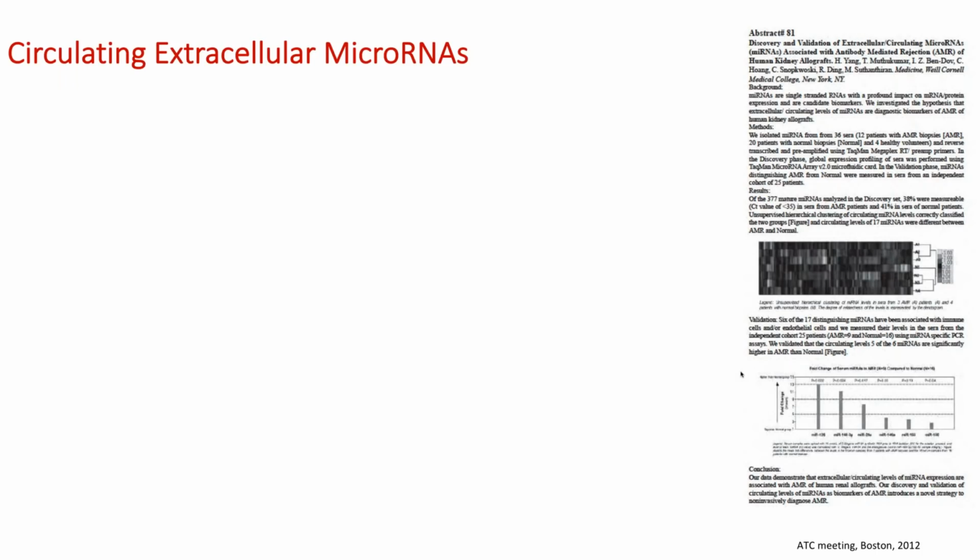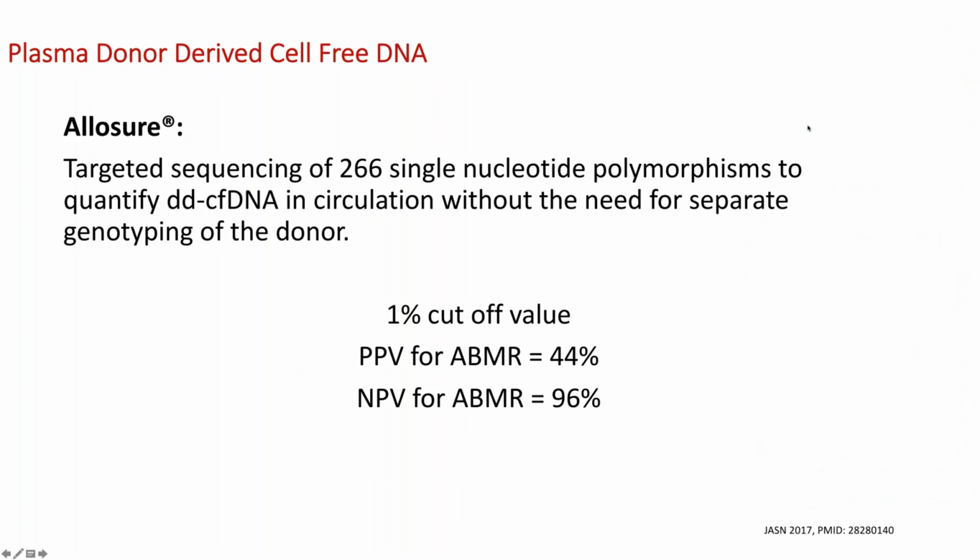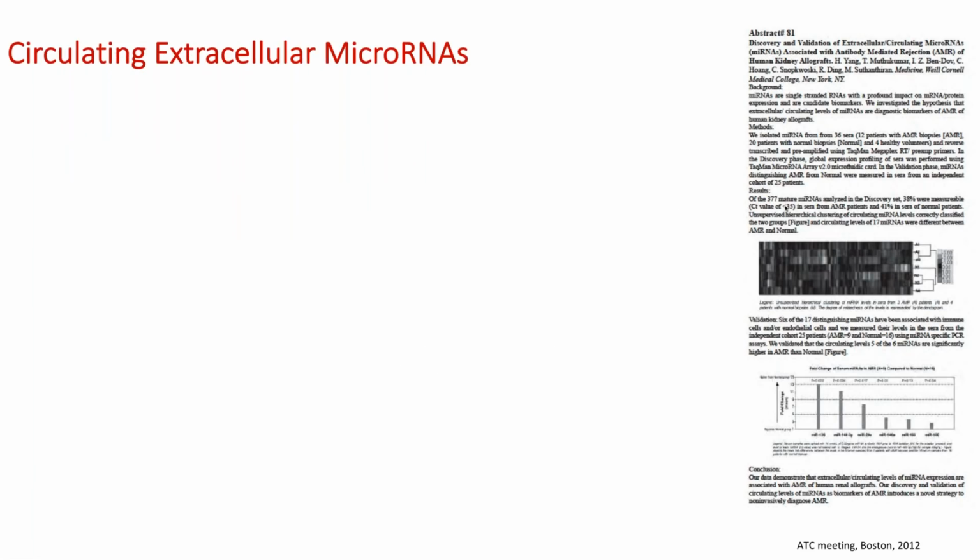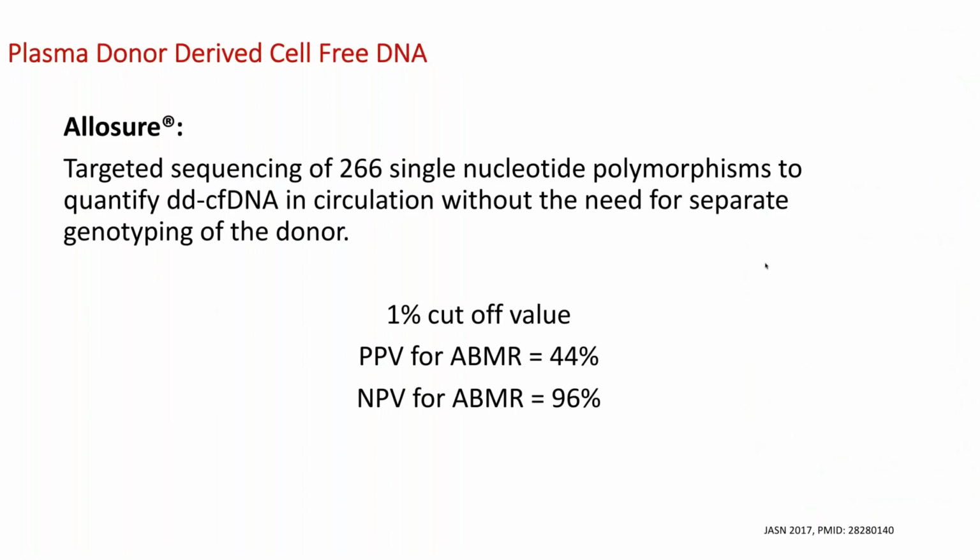Because there is blood vessel involvement, we also thought that, more than urine, circulating markers will probably be a better biomarker. So we are now in the process of looking at circulating extracellular microRNAs. We had earlier reported in a conference abstract, in a small proportion of patients, that circulating microRNAs can be used as a biomarker to distinguish antibody-mediated rejection.